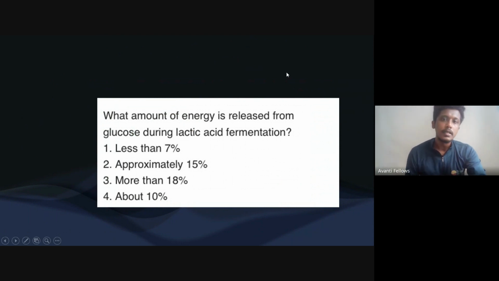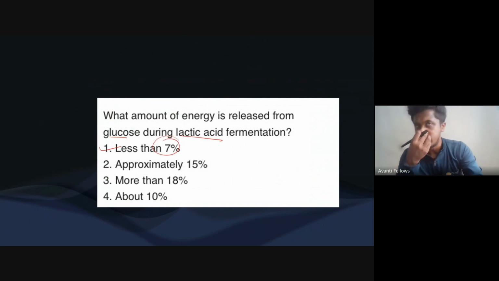When we look at this question, the amount of energy released by the glucose, especially in the lactic acid fermentation, is less than 7%. That is why we say that if you look at the energy output of aerobic reaction and anaerobic reaction, it's very less in anaerobic reaction. So it is a low energy yielding biochemical process, I can tell.